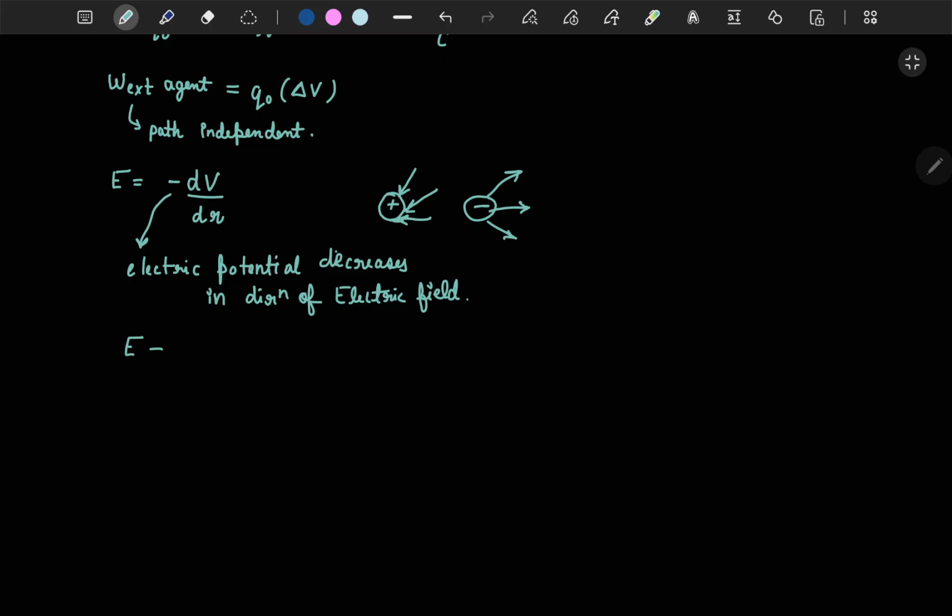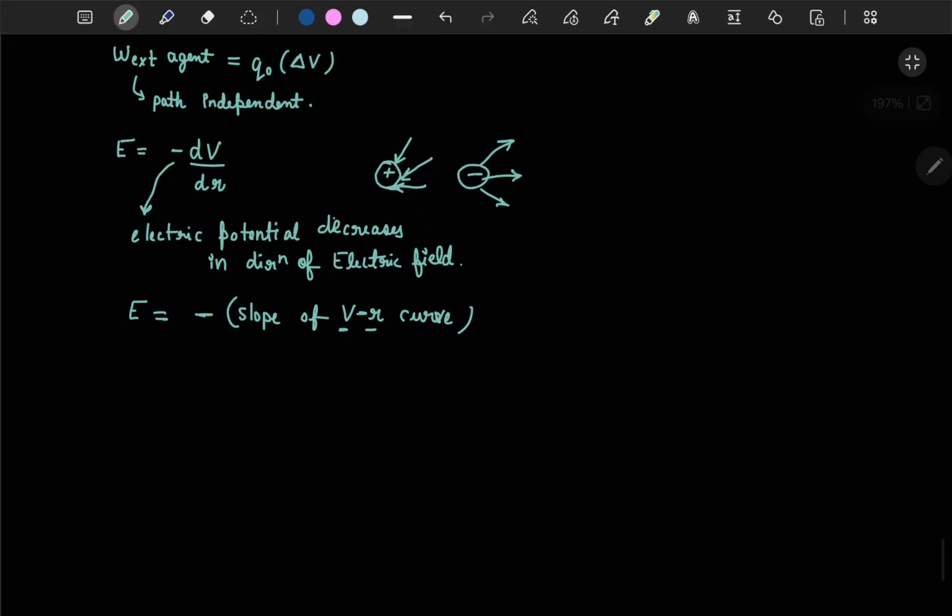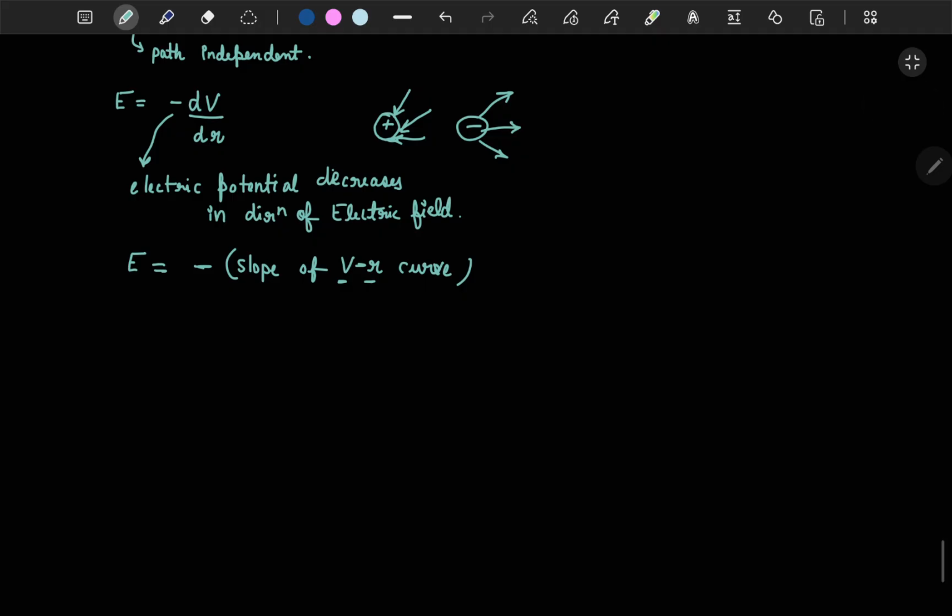When we talk about the graph of potential and distance, the negative of the slope of the V-r curve gives the electric field. Why? Because we have talked about dV by dr, negative of dV by dr, is the electric field. Slope is also perpendicular upon base, tan theta basically. So perpendicular will be potential and the base will be dr. So it will give E is equal to minus dV by dr.